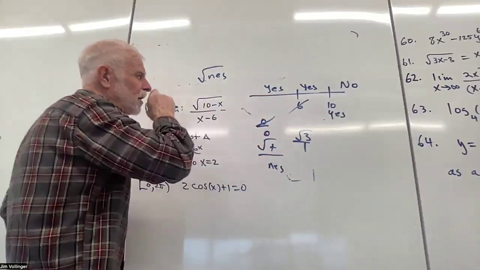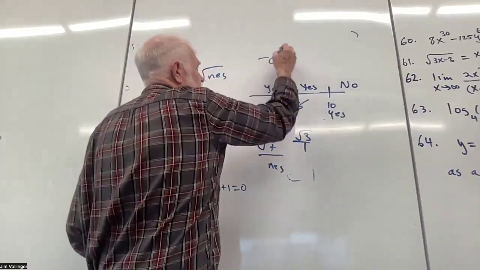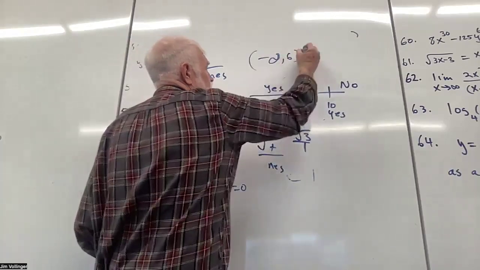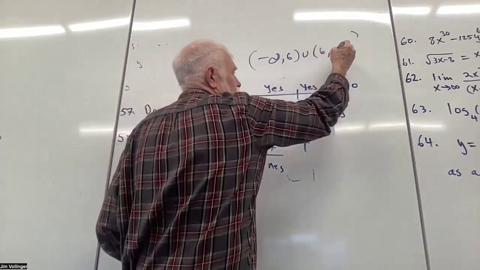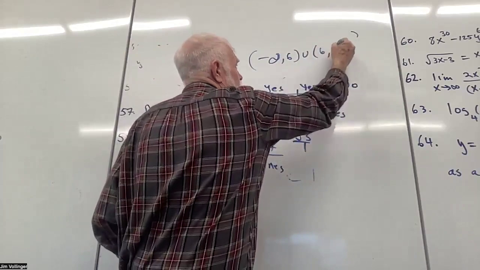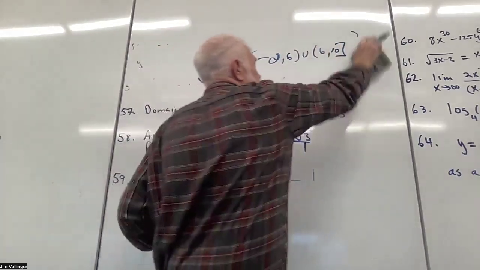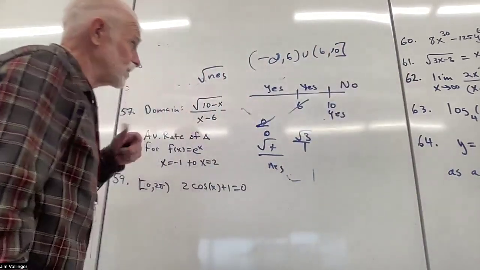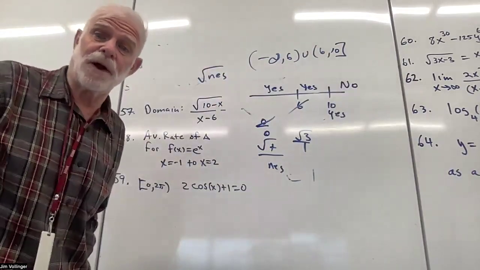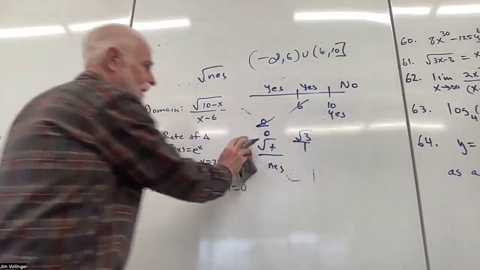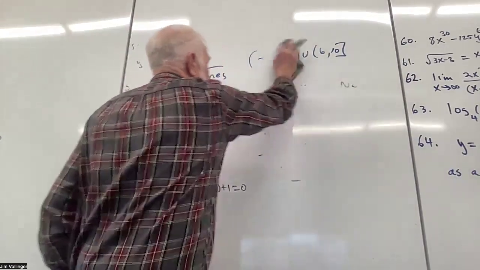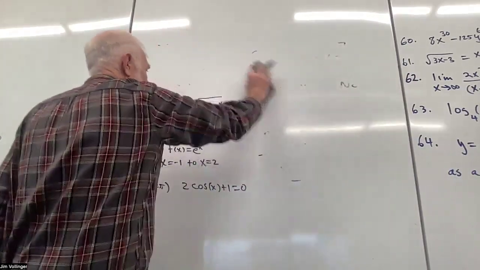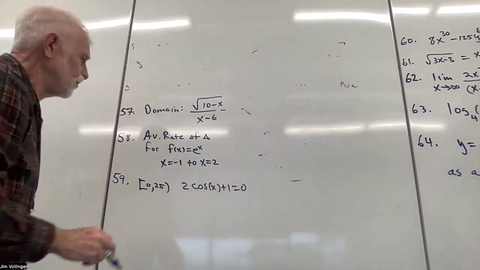So how is the best way to write this? Negative infinity to 6, union 6 to 10. And 10 I can use, so that's a bracket. And that's your interval notation, which is used to describe intervals. How nice. All right, better get your pencil ready, Yasser. I got a feeling that this pace, who knows?